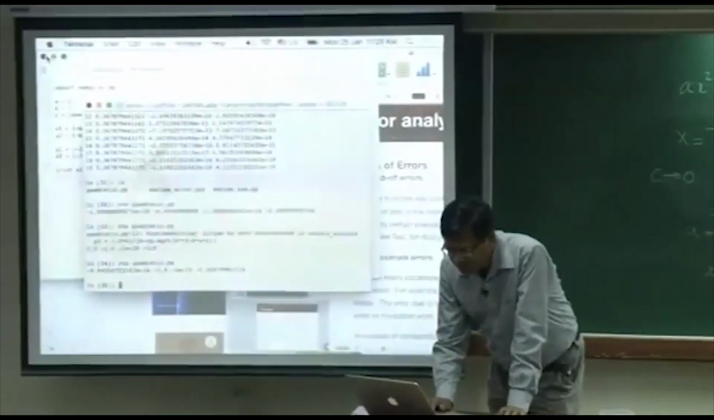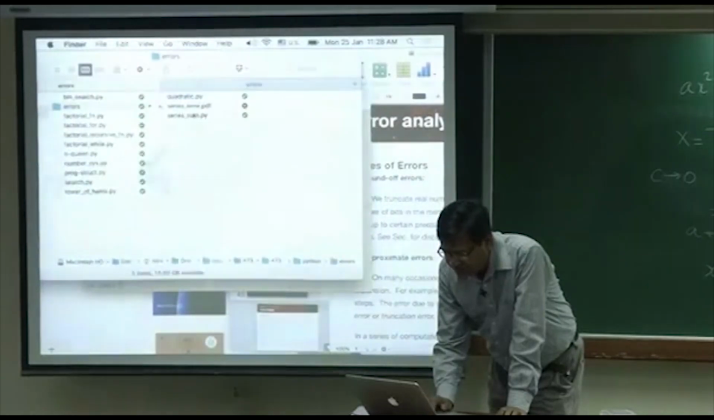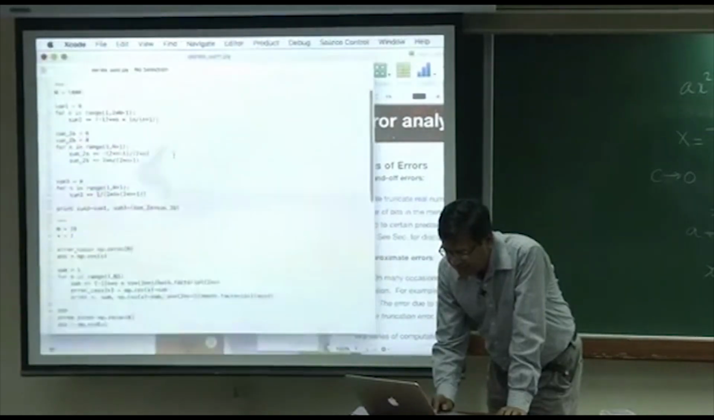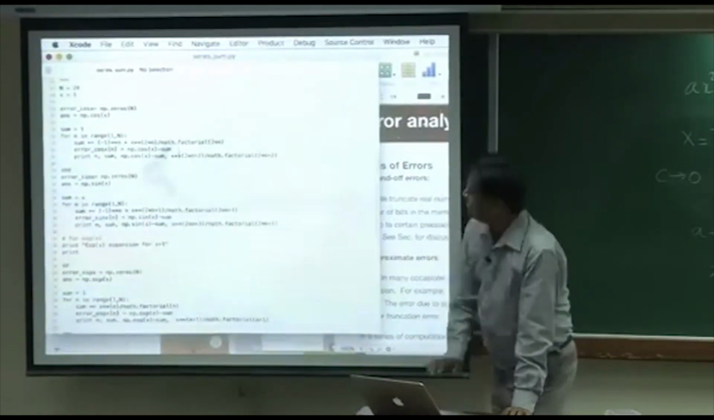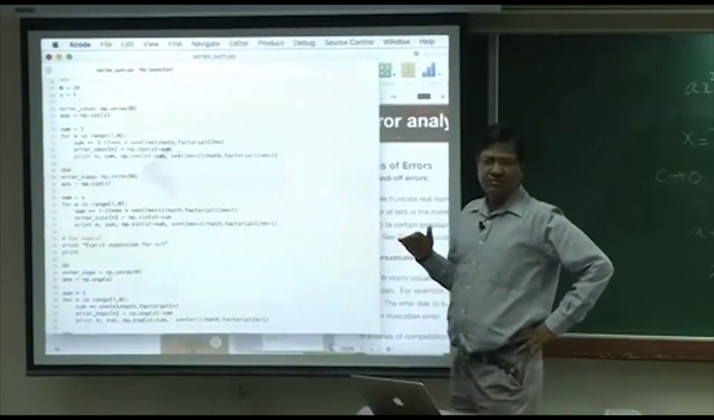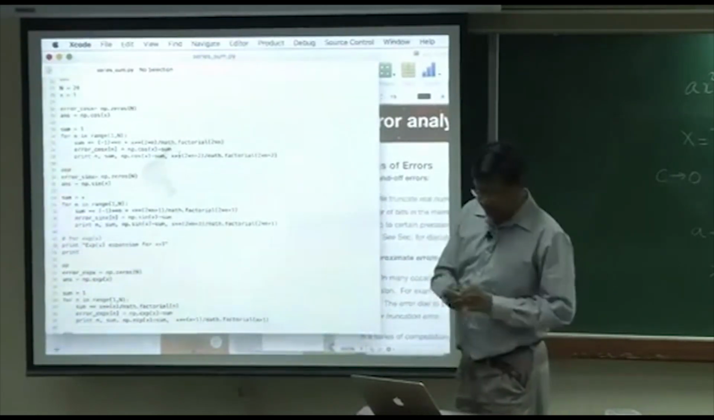I wrote a code to do these calculations. Okay. So, there are 4 plots. They will compute cos x. So, let us turn it on.